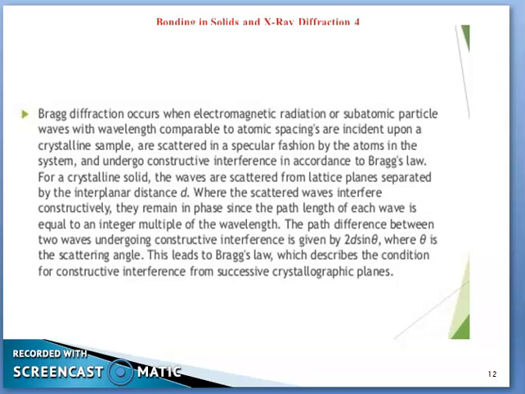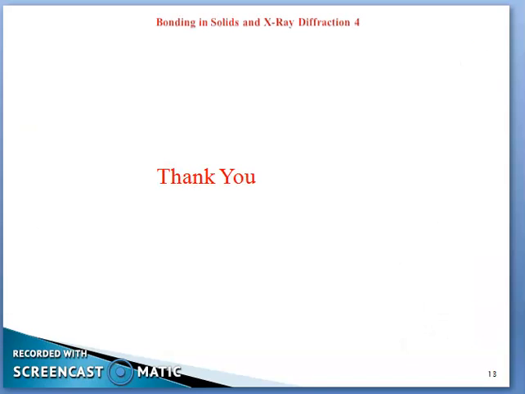In this way, Bragg's law is useful for the study of crystal structure. Then X-ray diffraction, Laue's method, and rotating crystal method we will discuss.